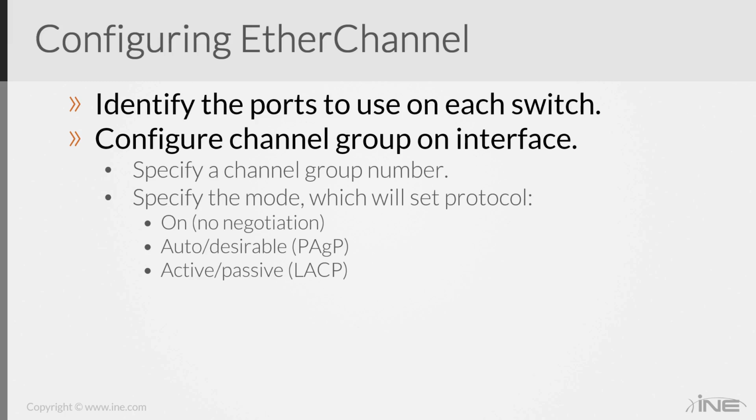Now there are three different ways of setting up the protocol. You can do auto and desirable, which is PAgP, or you can do active and passive, which is LACP. The difference between these is that auto and passive are basically saying, I don't really care, I want you to tell me what to do. That's the client aspect of the negotiation, whereas desirable and active are the server side, saying, okay, this is what we're going to do. We're going to run as PAgP, we're going to run as LACP, we're going to run either one of those.